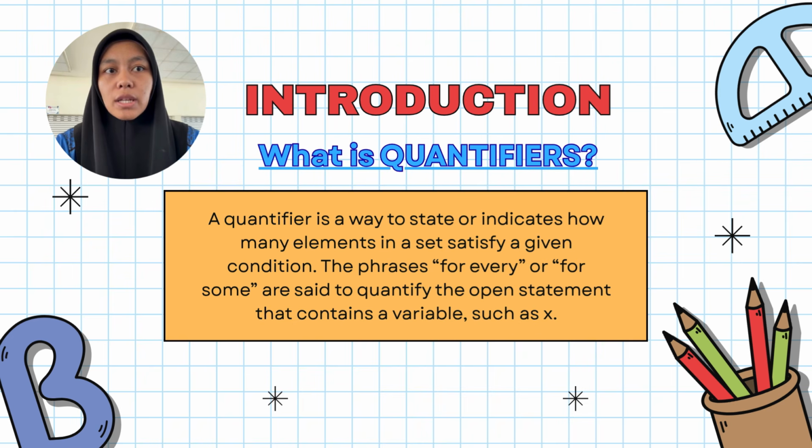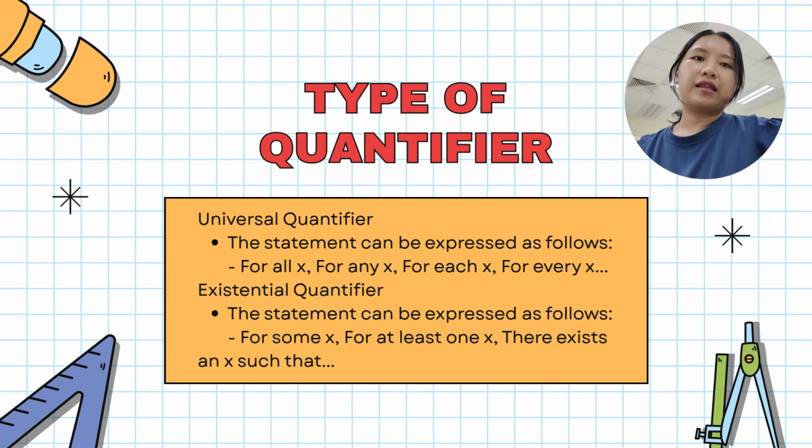A quantifier is a way to state or indicate how many elements in a set satisfy a given condition. The phrases for every or for some are said to quantify the open statement that contains a variable such as x. There are two types of quantifier. One is universal quantifier and the second is existential quantifier.